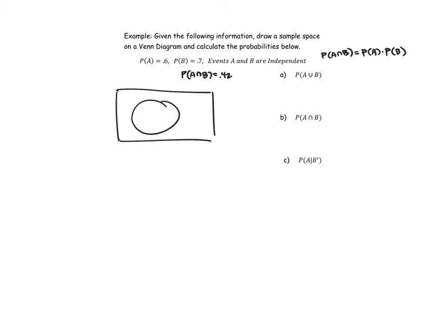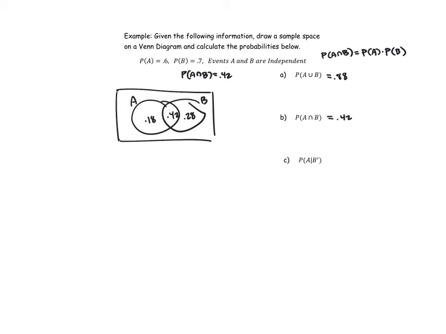So we can do a little sketch here. Event A, event B. I'd have a 0.42 here, which would leave me with 0.18 here and a 0.28 there. So the probability of A or B would be the sum of those, which would be 0.88. Probability of A and B we already found, it's 0.42.